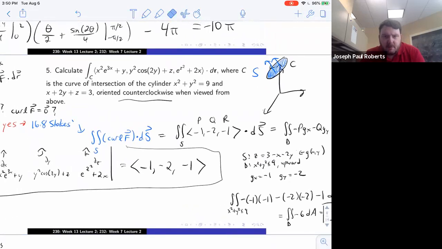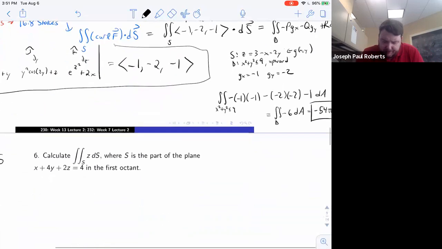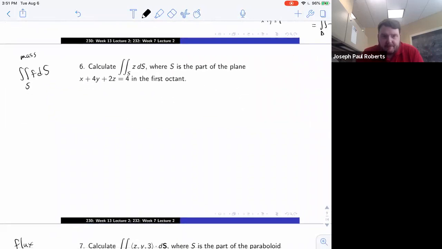So this is like some of the later homework questions from last week. So second to last homework. This is 16.8. Okay. Let's keep going. So calculate this.